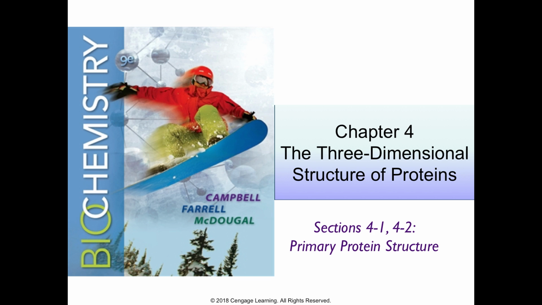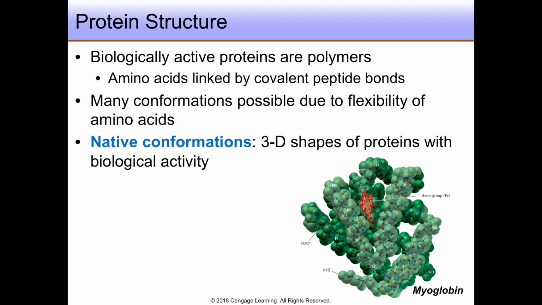Now that we've considered the structure and properties of amino acids, let's consider the primary structure of their polymeric form. Proteins that are biologically active are composed of a series of amino acids linked by covalent peptide bonds. For any given protein, there may be many three-dimensional conformations possible due to the flexibility of bonds within the protein. However, the native conformation will be that which confers biological activity.